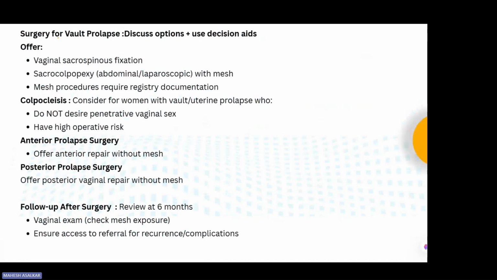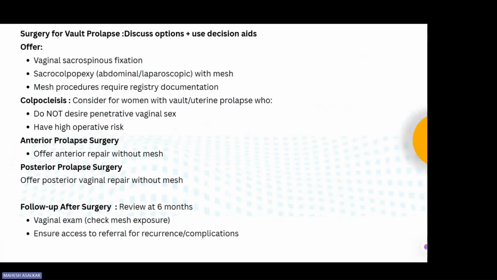We will offer vaginal sacrospinous fixation, sacrocolpopexy, either abdominal or laparoscopic with mesh. And a mesh procedure will always require documentation in the registry. Please remember, there are two options: vaginal sacrospinous fixation or sacrocolpopexy. It may be abdominal or laparoscopy. So for vault prolapse, two options are available, vaginal sacrospinous fixation or sacrocolpopexy with the mesh. It may be abdominal or it may be laparoscopy.